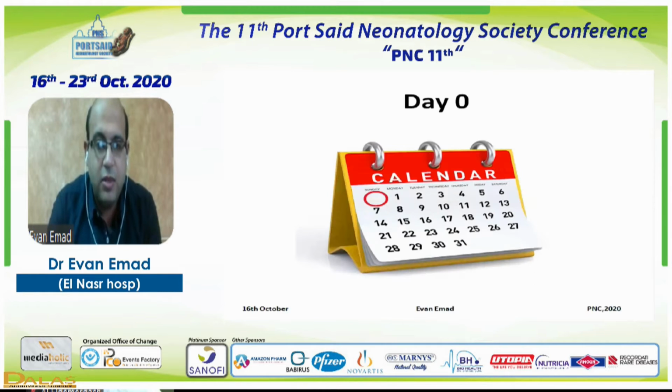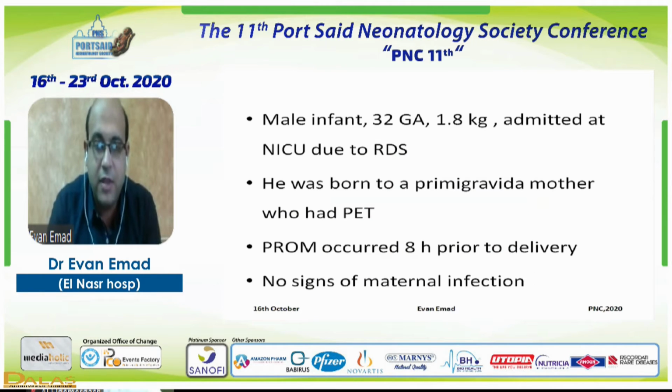We have day 0. We have a preterm male infant, 32 weeks gestational age. His weight is 1.8 kilograms, admitted to the NICU due to respiratory distress syndrome. He was born to a primigravida mother who had preeclamptic toxemia. Premature rupture of membrane occurred 8 hours prior to delivery. No signs of maternal infection. So to summarize, we have a preterm born to a primigravida mother, with no relevant problems during pregnancy or delivery, apart from premature rupture of membrane 8 hours before delivery.